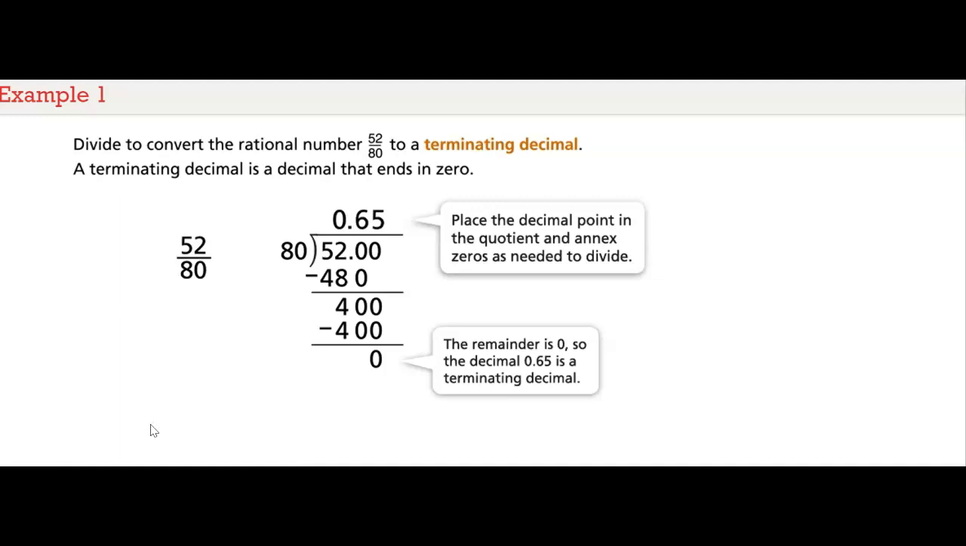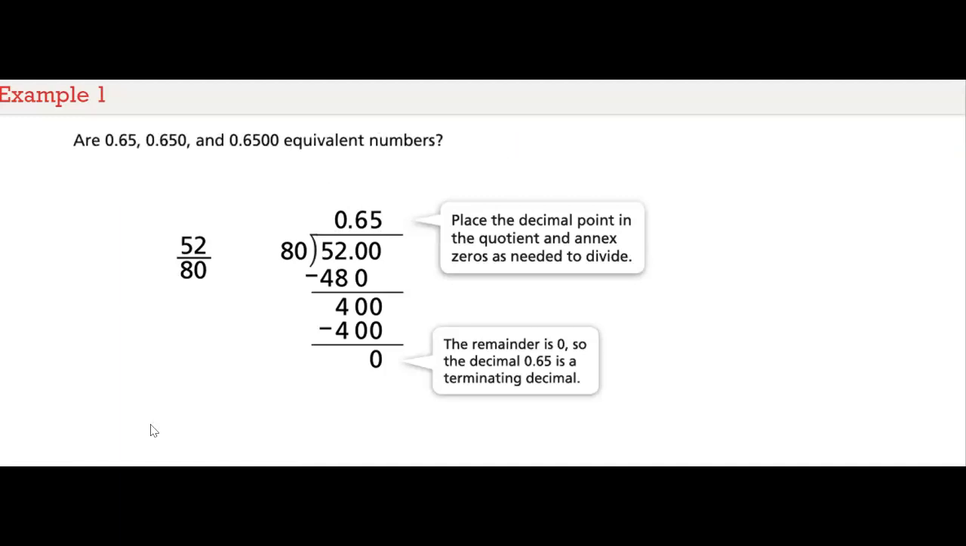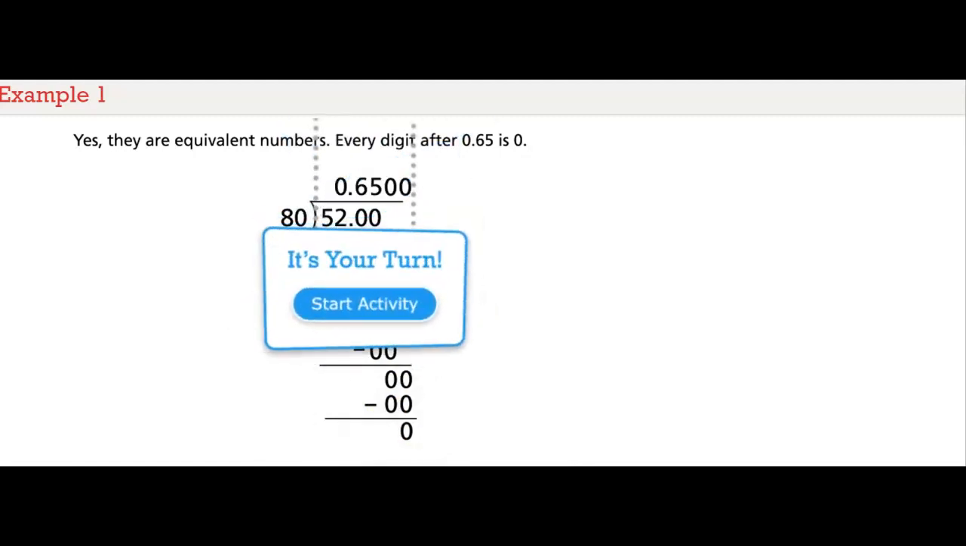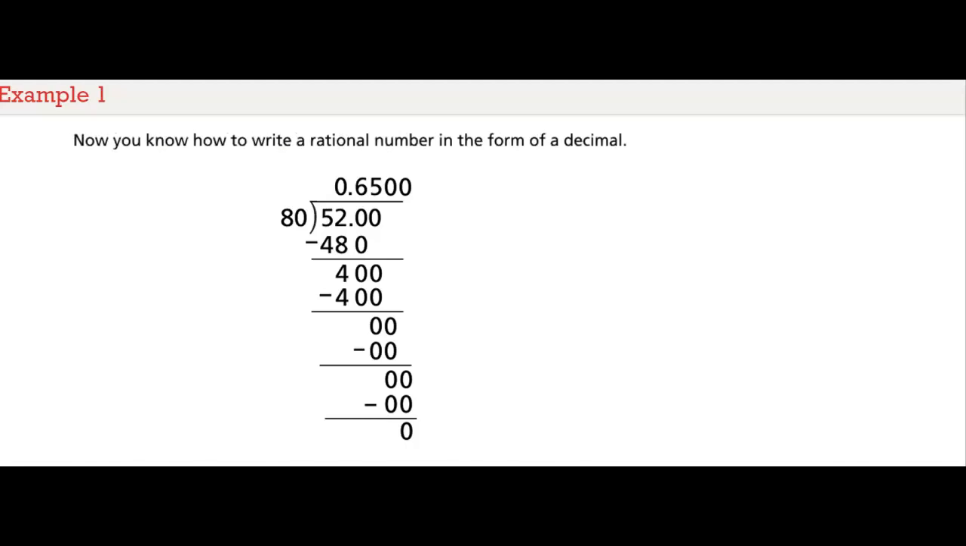Juanita can write the decimal 65/100ths. Are 65/100ths, 650/1,000ths, and 6,500/10,000ths equivalent numbers? Yes, they are equivalent numbers. If we continue the long division, every digit after 0.65 is 0. Now you know how to write a rational number in the form of a decimal.